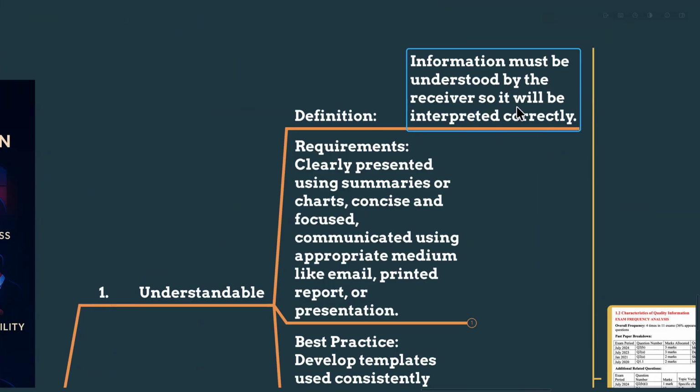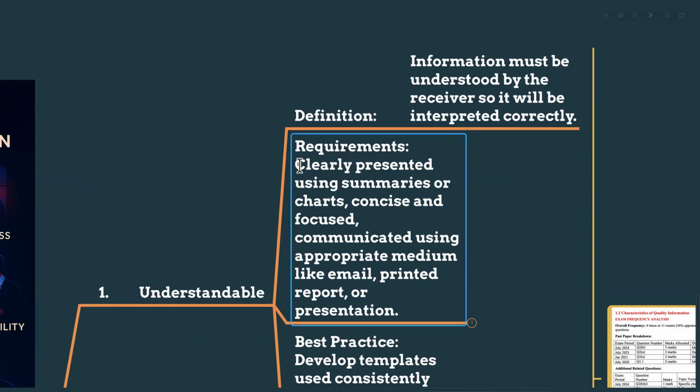Say you are giving directions to someone who doesn't know English. Their language is Sinhala, so you have to talk with them in Sinhala, right? If they don't understand English or Tamil, you have to talk in their language. You can't talk in English with people who have no idea about English, right? You can't speak like that. So information must be understood by the receiver so it will be interpreted correctly, right?